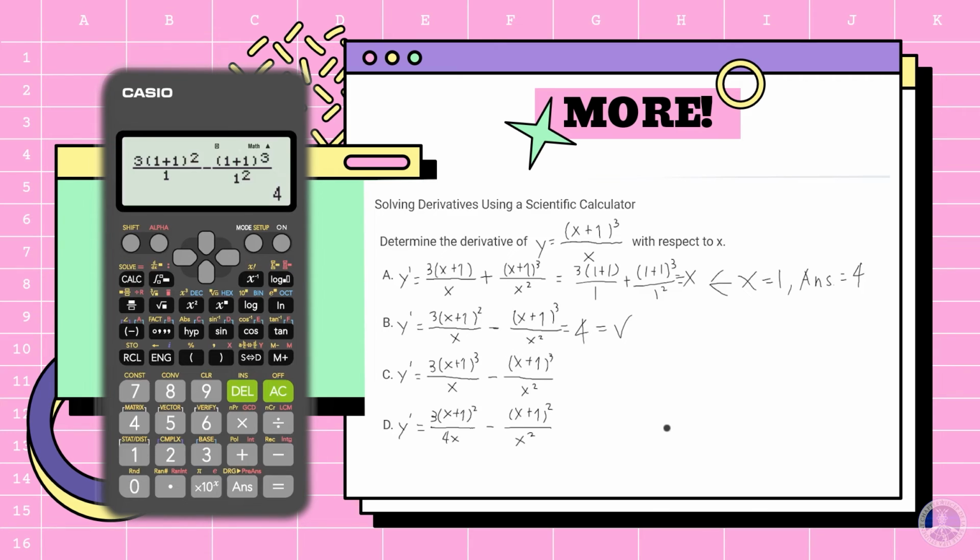So the answer here is the value of 3 times x plus 1 squared all over the value of x minus x plus 1 cube all over x squared.